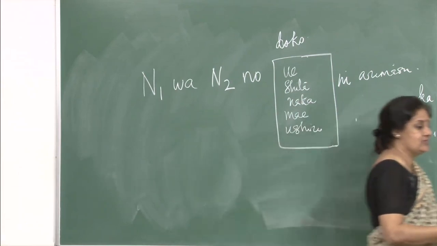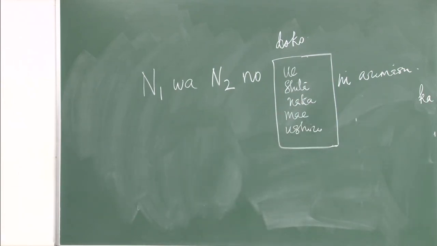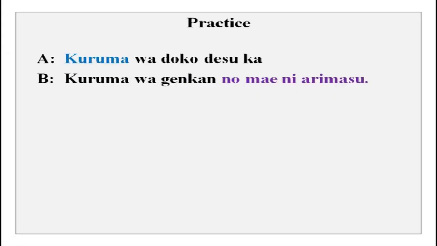That is exactly how it is given. Kuruma wa doko desu ka? Kuruma wa genkan no mae ni arimasu. Genkan is a gate. Genkan no mae ni arimasu. Jitensha wa doko desu ka? Jitensha wa genkan no mae ni arimasu. Omocha wa doko desu ka? Omocha wa genkan no mae ni arimasu.